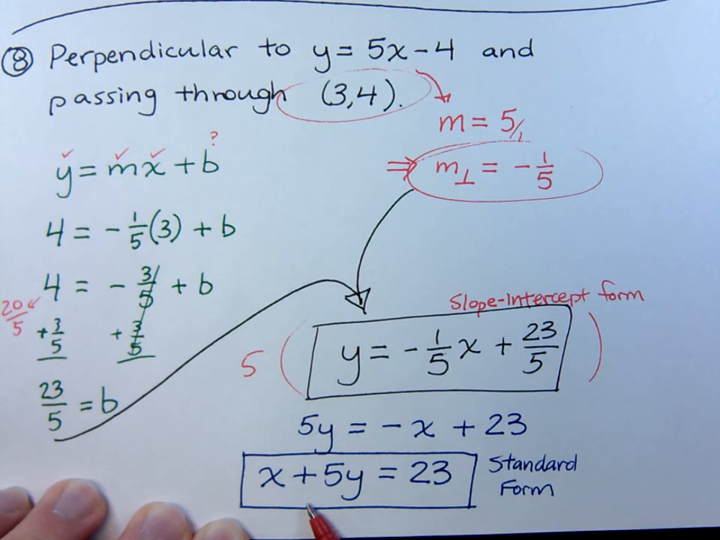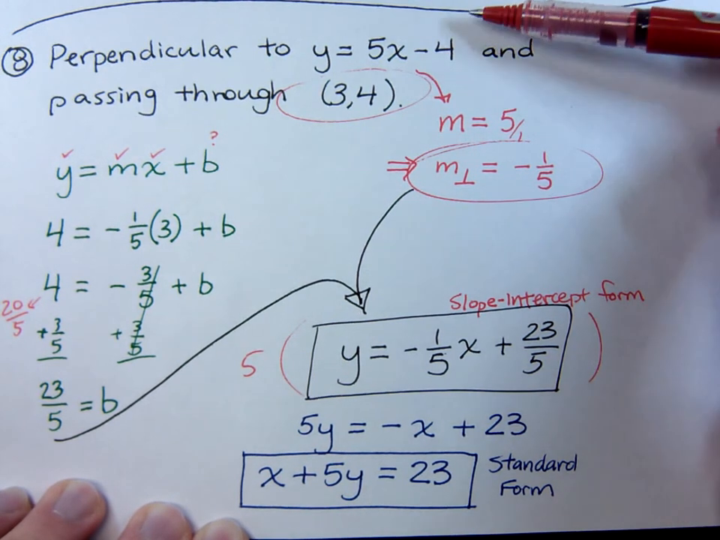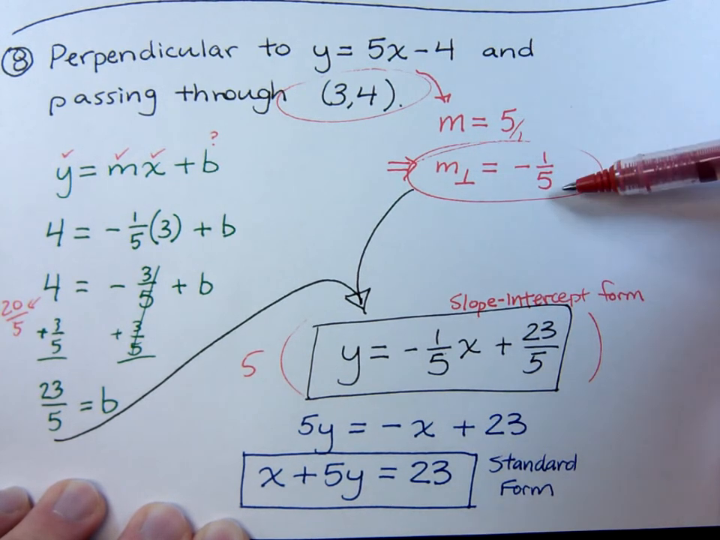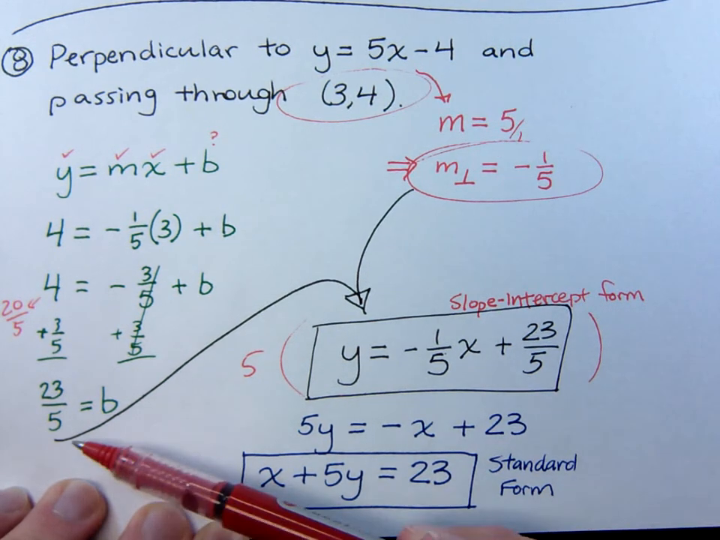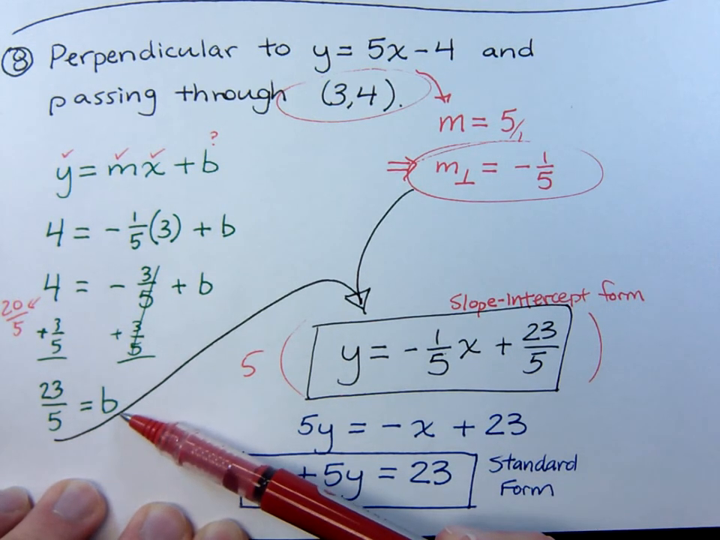Okay. So, again, you want to be perpendicular. The slope is the negative reciprocal. Use the point that's given to you. Get your y coordinate for the y-intercept, and then you're done.